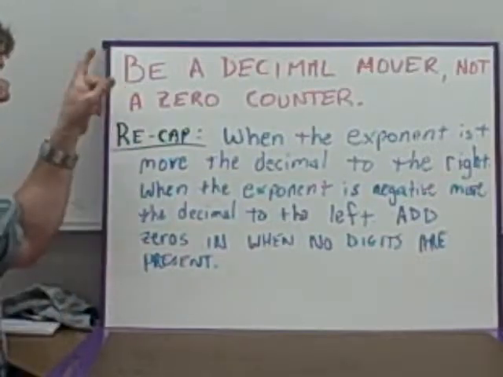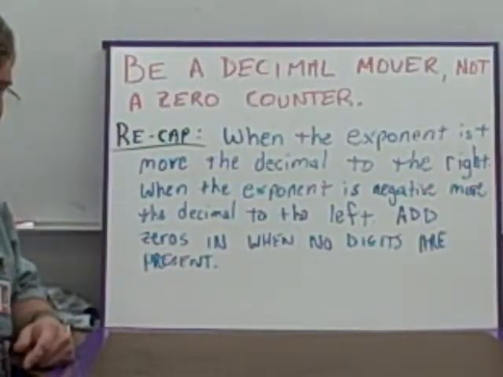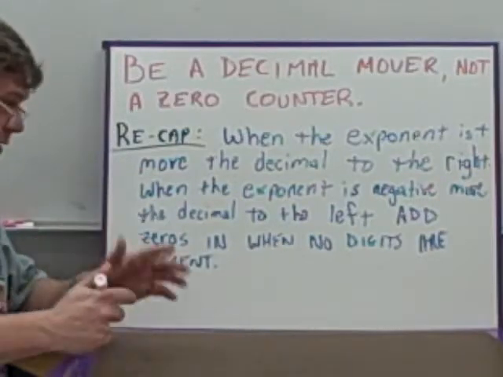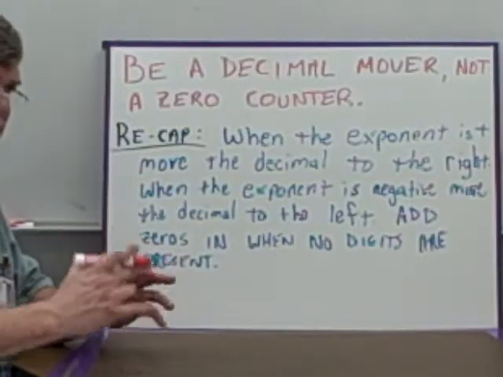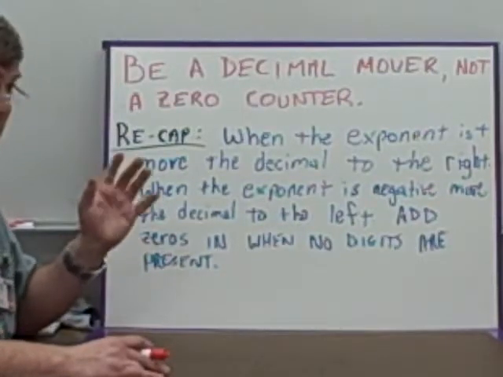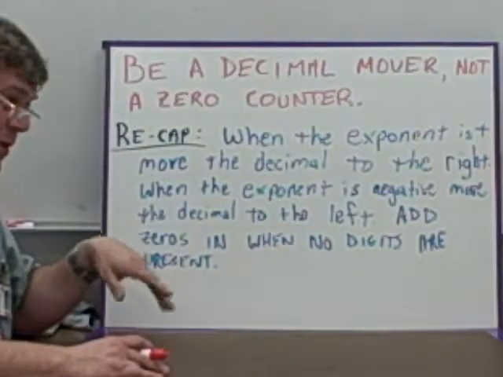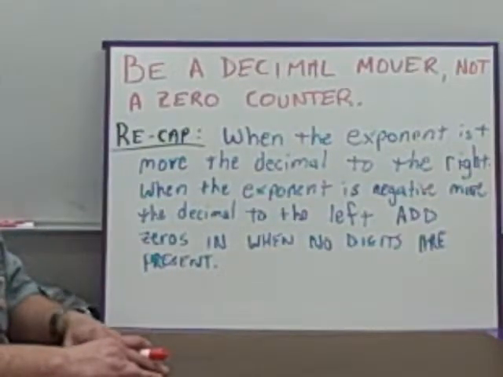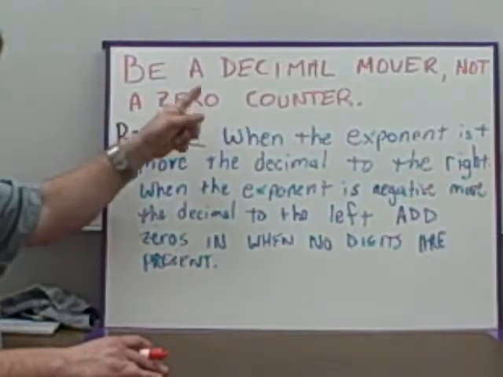The key here is to be a decimal mover, not a zero counter. When you worked with scientific notation at earlier grade levels, they were working with just whole numbers for that first factor, so it was easy to tack on a bunch of zeros or count the zeros. You can't do that when you start working with a decimal. You have to be a decimal mover.